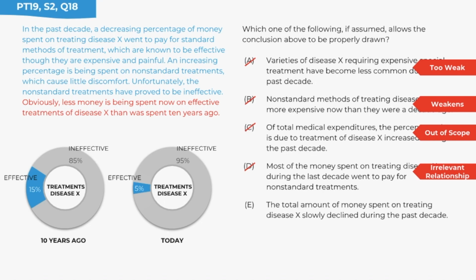Answer choice E says that the total amount of money spent on treating disease X slowly declined during the past decade. What this is saying is that the total size of the pie is smaller today than it was 10 years ago. So if we have a smaller percentage of a smaller amount, that would mean that less money is being spent on effective treatments than was being spent 10 years ago. So answer choice E matches our prediction. It's the right answer, and we'll pick it.